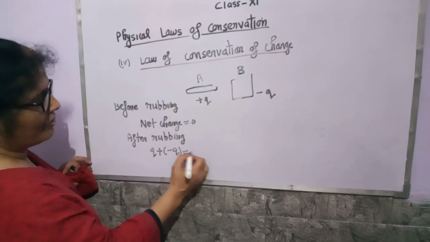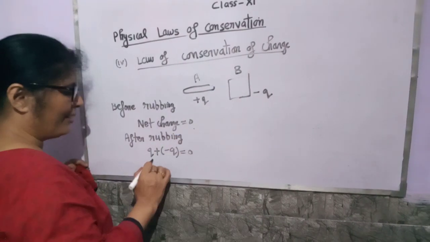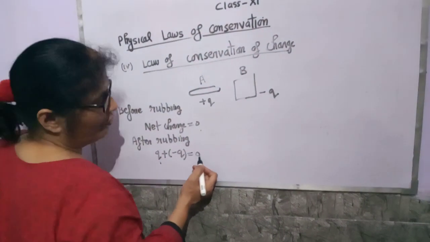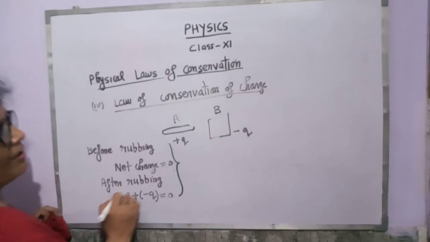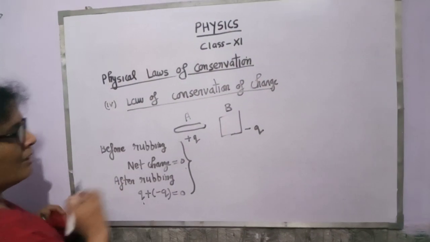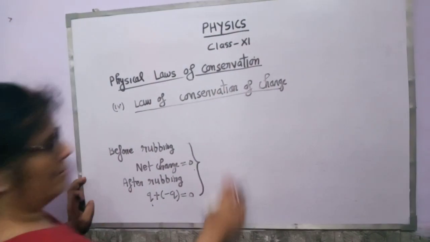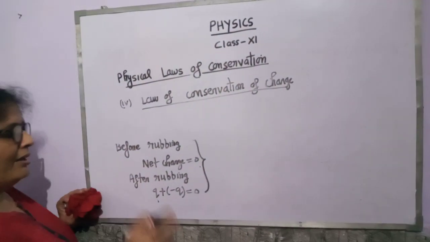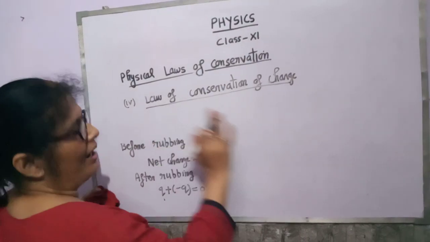This becomes equal to 0. Before rubbing, net charge is equal to 0. After rubbing, charge is equal to 0. This is due to the law of conservation of charge. How can we define this law? The charge can neither be created nor destroyed, but it can be transferred from one body to another.